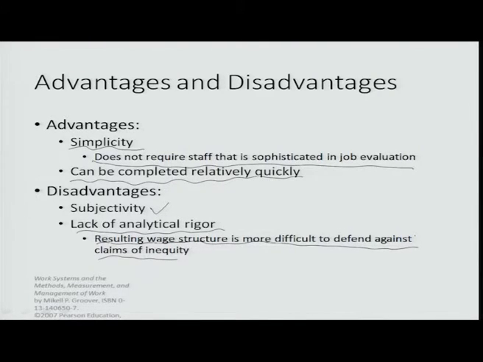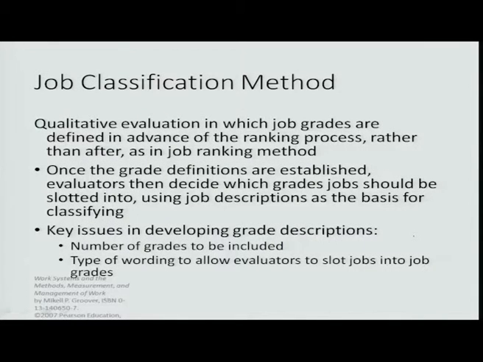Let us look at some classification methods. The qualitative method in which job grades are defined in advance of the ranking process, rather than after as in job ranking methods, is known as job classification. Once the grade definitions are established, and these are a lot of tiers into which the different jobs are graded or evaluated, the evaluators then decide which jobs should be slotted into which of the grades, using job descriptions as the basis of the classification. So, you are now classifying all the different jobs into different grades of jobs.